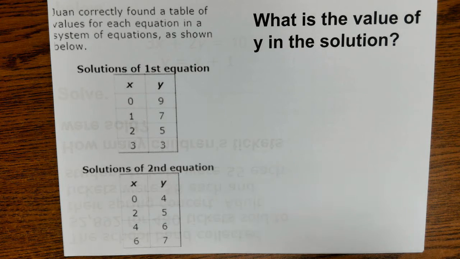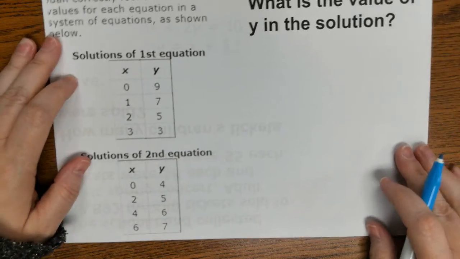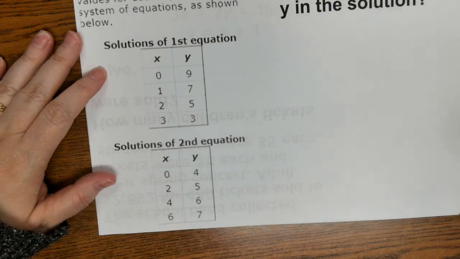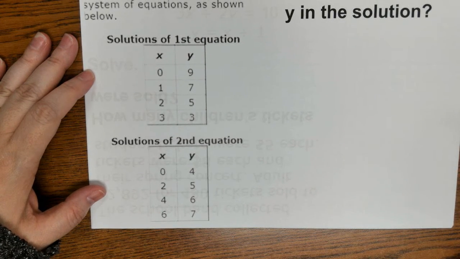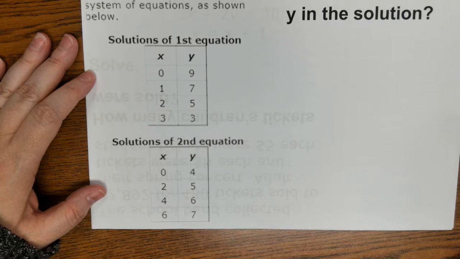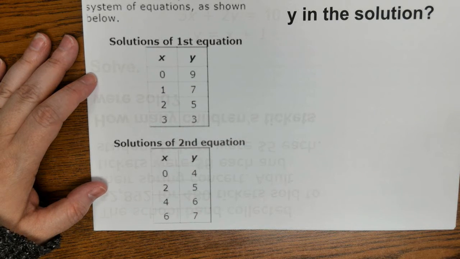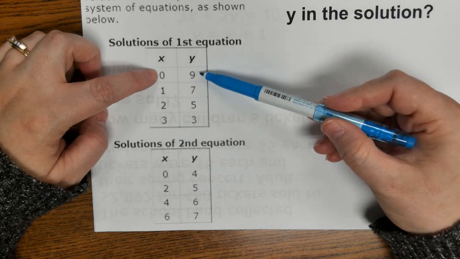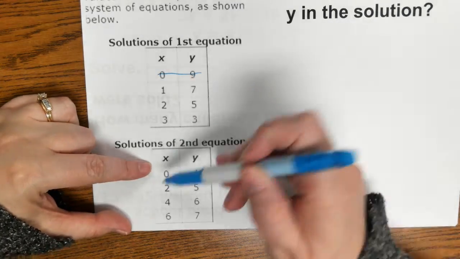Okay. Alright, so remember that they're not asking you here to actually create the table. They already have it. They just want to know what the solution is. So remember, if a solution is where the two equations are equal, you want to look at the table and see where the two values are equal. Both values. So if you look at 0 here, it gives you 9. Does 0 give you 9 here? No, so that one's out.